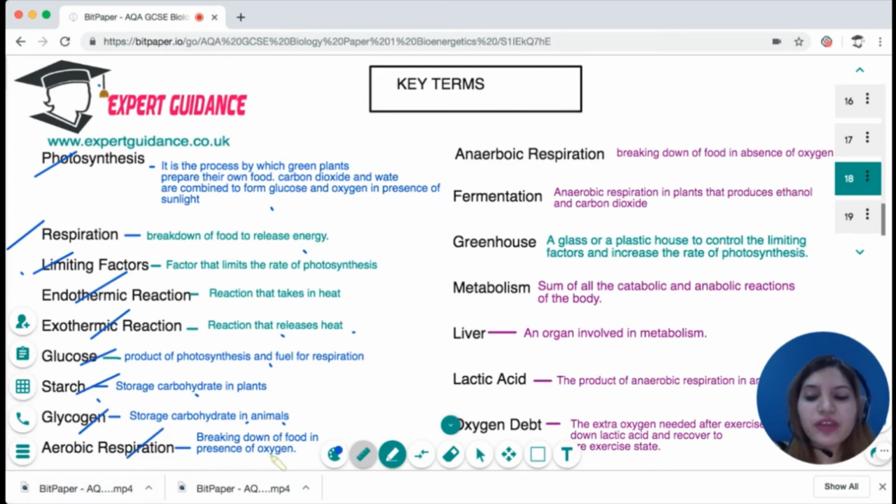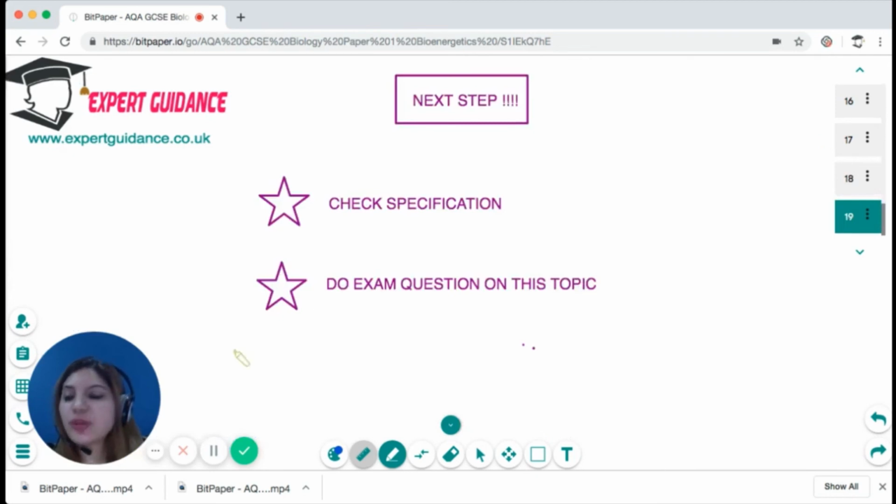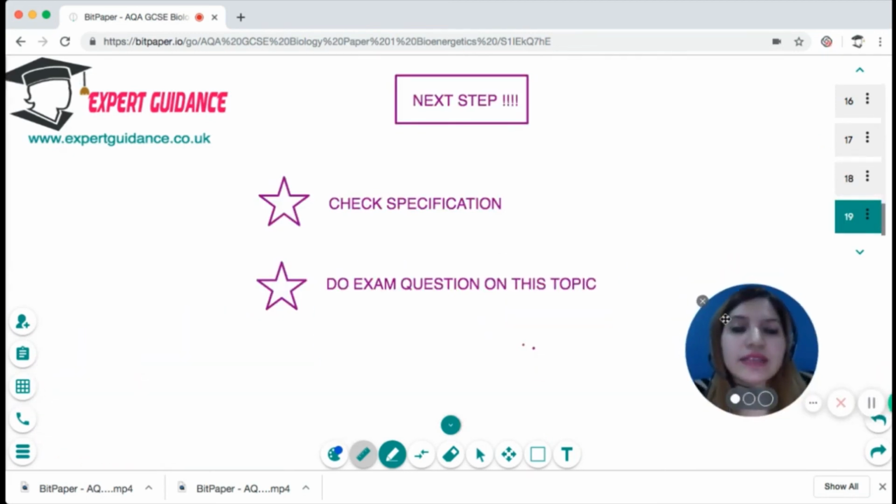Aerobic respiration is the breakdown of food in the presence of oxygen. Anaerobic respiration is the breakdown of food in the absence of oxygen. Fermentation is anaerobic respiration in plants that produces ethanol and carbon dioxide. A greenhouse is a glass or plastic house to control the limiting factors and increase the rate of photosynthesis. Metabolism is the sum of all catabolic and anabolic reactions of the body. The liver is an organ involved in metabolism. Lactic acid is a product of anaerobic respiration in animals. And oxygen debt is the extra oxygen needed after exercise to break down lactic acid and recover to the pre-exercise stage. Okay, so I hope all these topics and terms are clear to you.